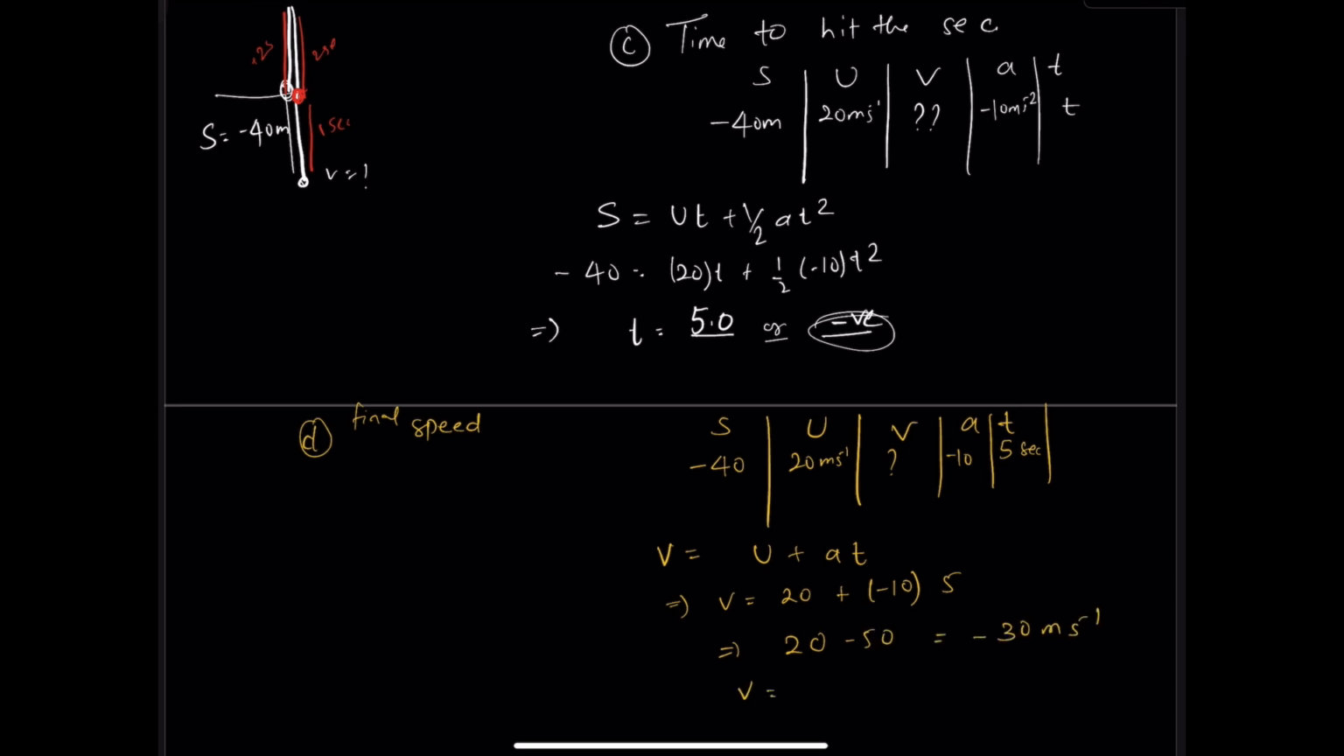And so they're asking me the speed. So we will write 30 meters per second. The minus sign over here just indicates moving downward. They're asking you only the speed, so the magnitude of that quantity, and it will be only 30 meters per second. So hope you understood this.